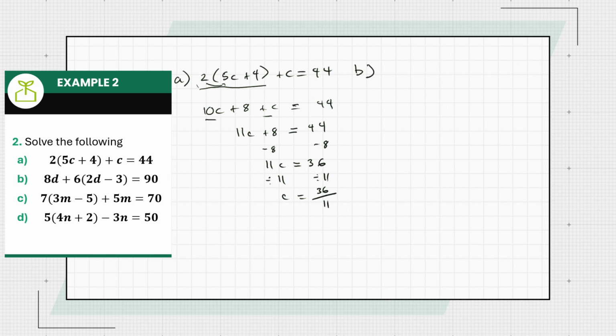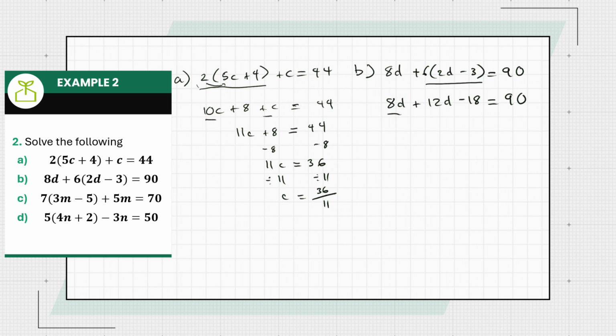If we look at b, we have 8d plus 6, 2d minus 3, is equal to 90. Okay, so let's expand this out first and then we can solve. 8d plus 6 times 2d is going to be 12d, and 6 times minus 3 is going to be minus 18, is equal to 90.